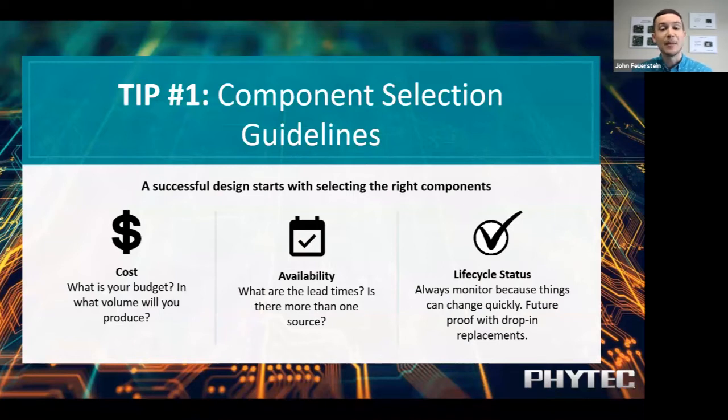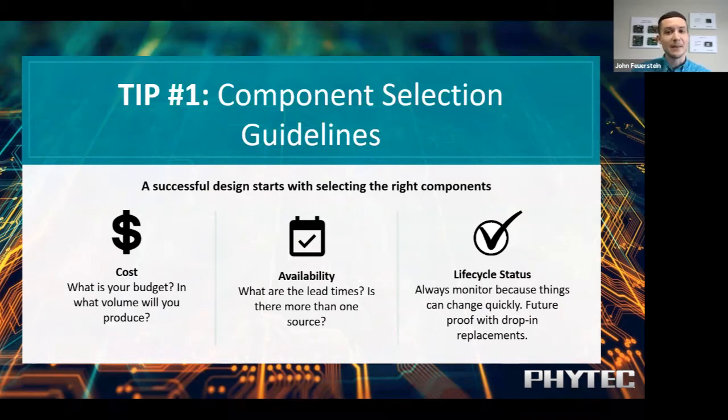Some of the things to think about when you're selecting components: cost, what's your budget, what volume are you going to be producing. You might find a part that's great, these specs are awesome, it's going to fit just right in. But then you look at the price and it's very expensive, and you're trying to use this 10 times in your design, and you're going to be building thousands of units a year. That's going to start to quickly add up. So be mindful of that and watch out.